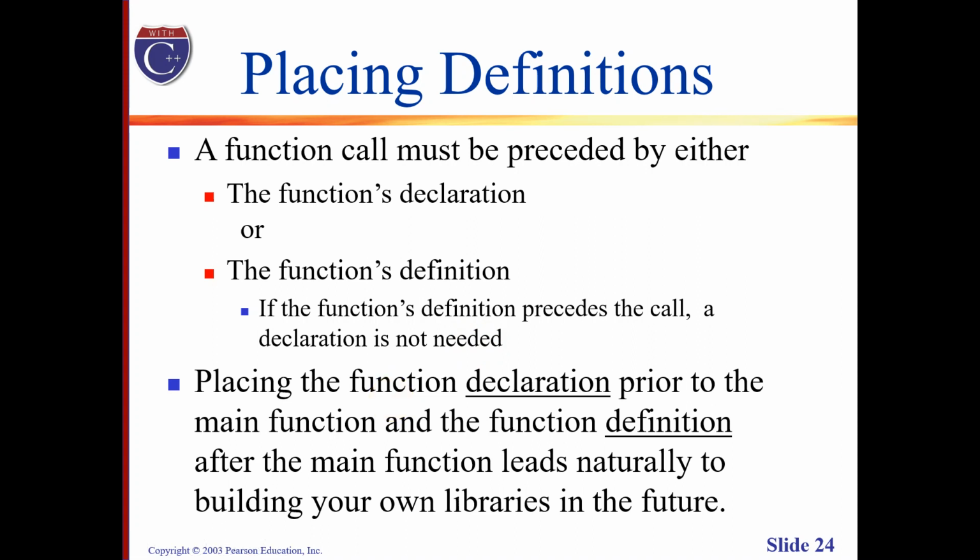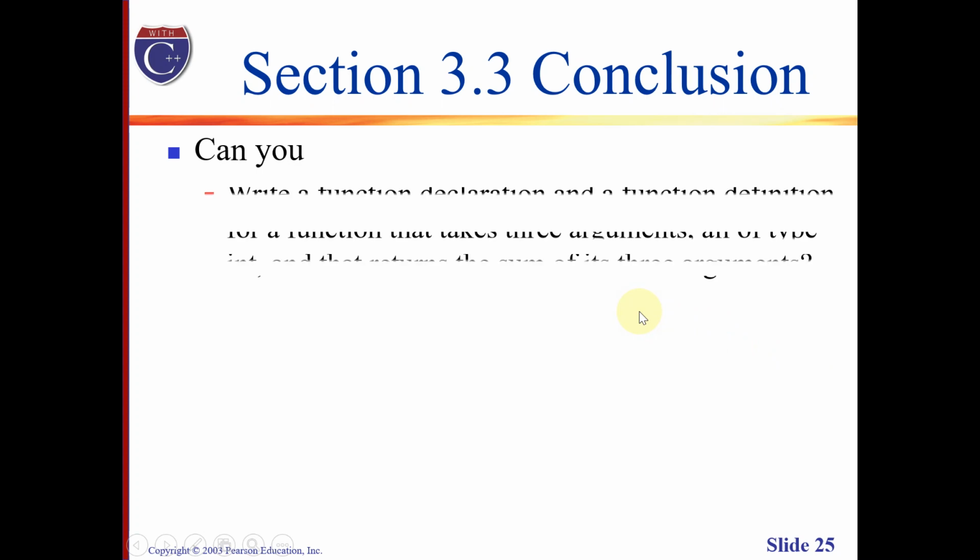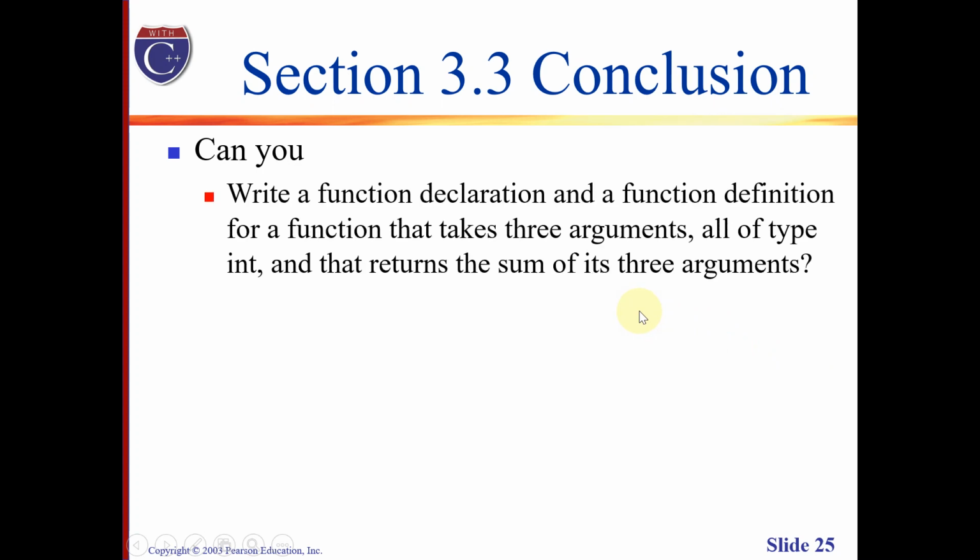Placing the function declaration prior to the main function and the function definition after the main function leads naturally to building your own libraries in the future. And of course, that is the recommended practice. We now know how to write a function declaration and a function definition for a programmer-defined function. And of course, to do that, we also need to understand what formal parameters are, as well as what arguments are and how they are properly used.